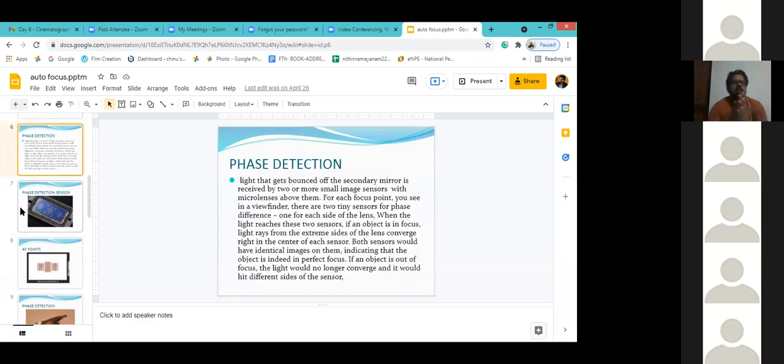Now, sir, how does it work? Basically, when the light is coming from that mirror, 95% of the light goes through, and 5% of the light comes to the sub mirror. The sub mirror gives that information to your sensor, where phase detection starts working. How does phase detection work? The light comes onto it, and your image comes.